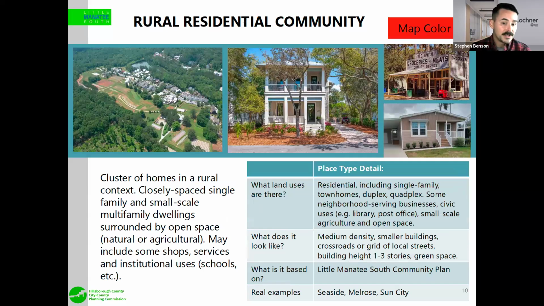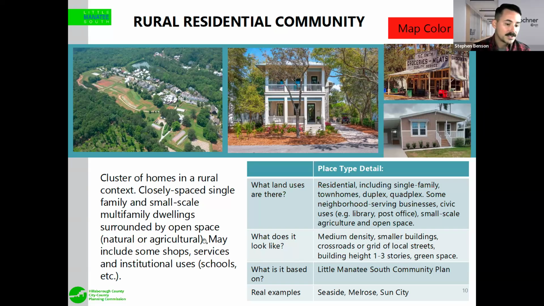The rural residential community is one that was carried forward into one of the place types. Again, this place type is represented by clusters of homes in a rural context. So you can see there the image on the left, clusters of closely spaced single family and small scale multifamily dwellings in sort of a town-like setting surrounded by open space, either natural or agricultural. And again, these agricultural areas and the natural areas would be protected in some way, either through conservation easements or through other land use restrictions.